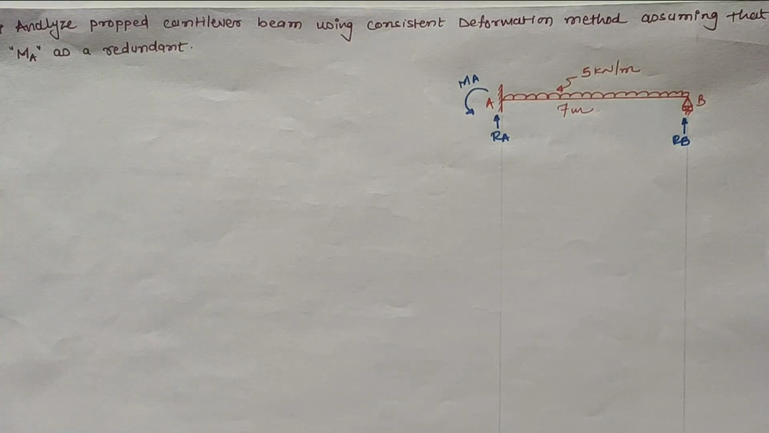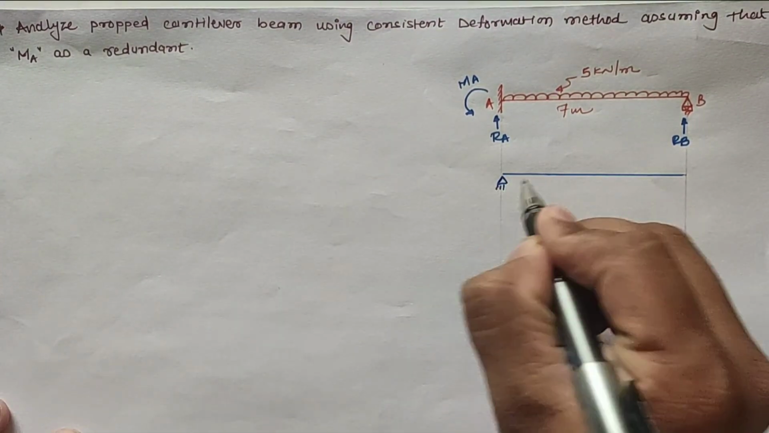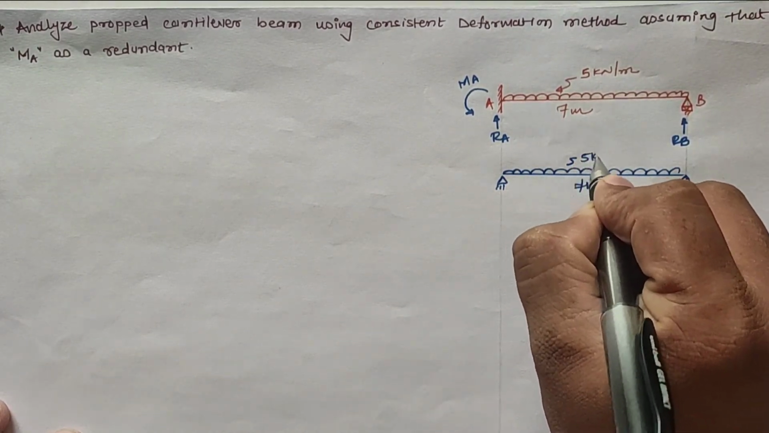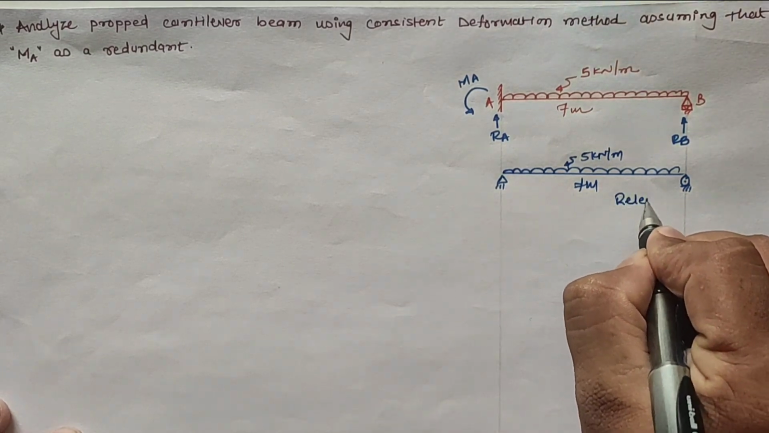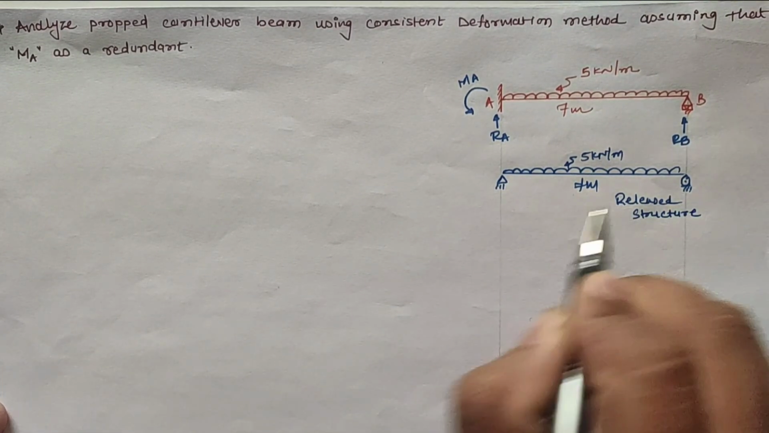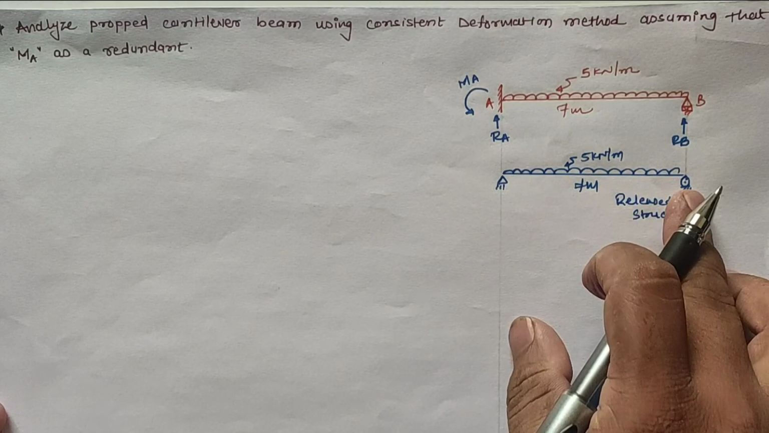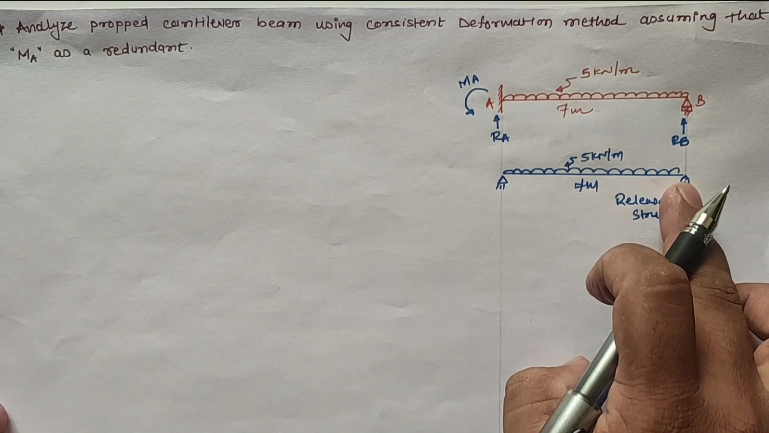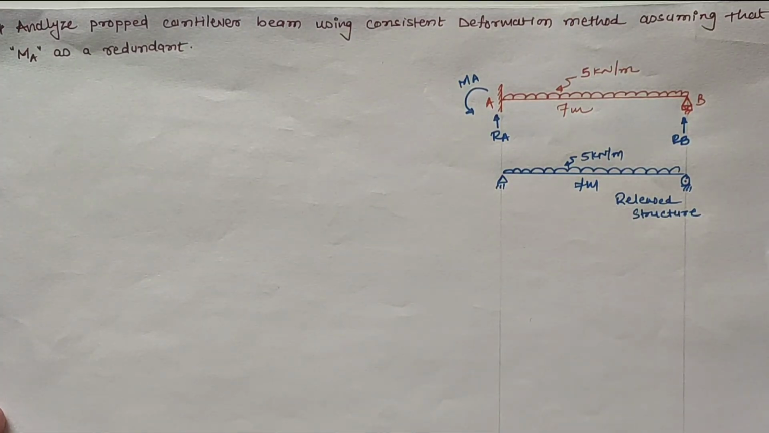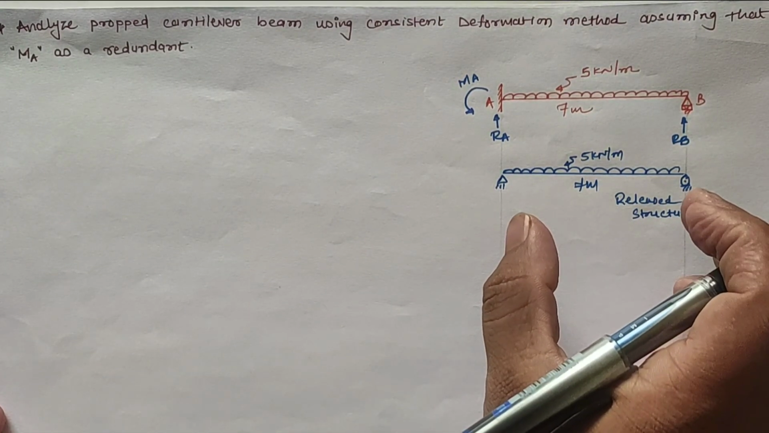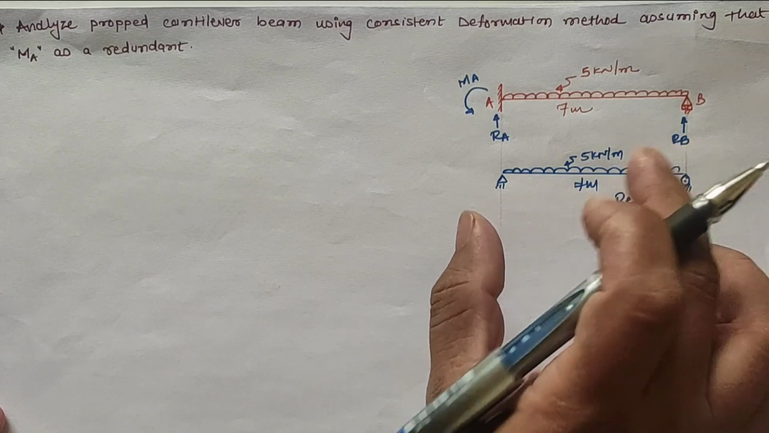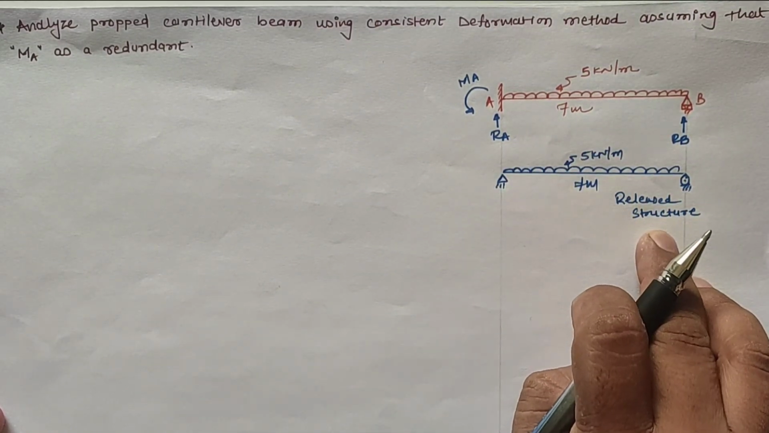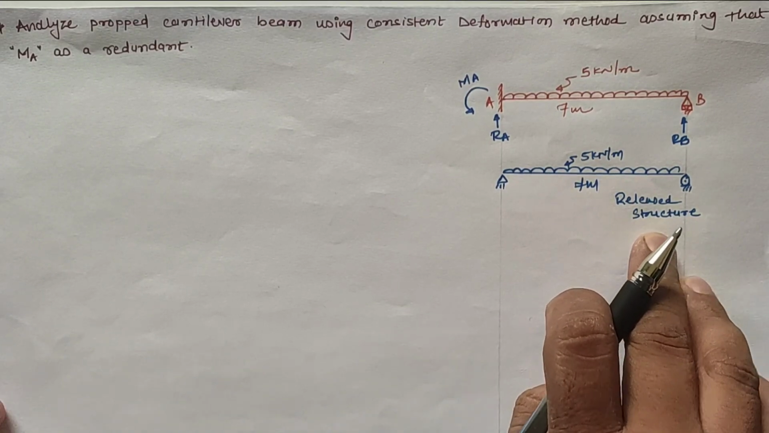So the released structure is a simply supported beam having the UDL over the entire span, if we select MA as a redundant. Now, according to the method, we have to draw a bending moment diagram for this loading of the released structure and convert it into a conjugate beam.